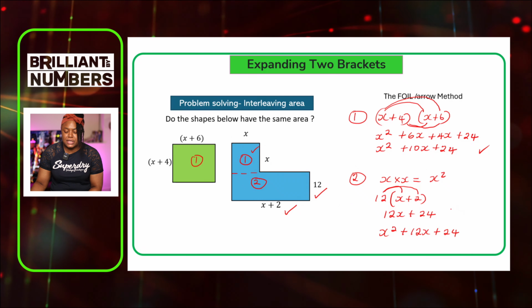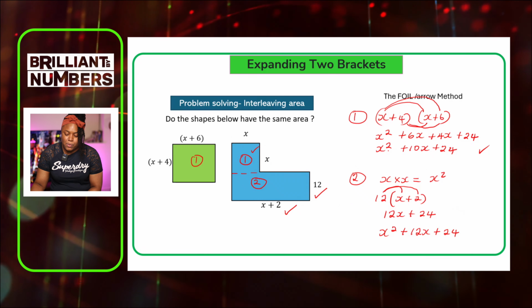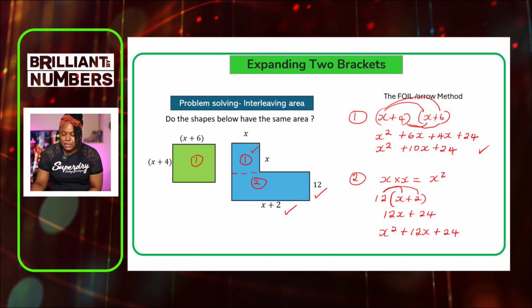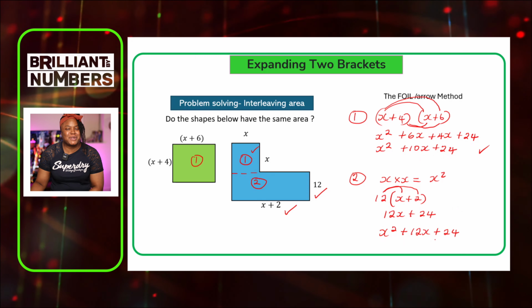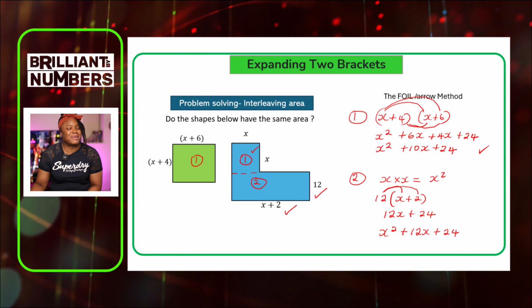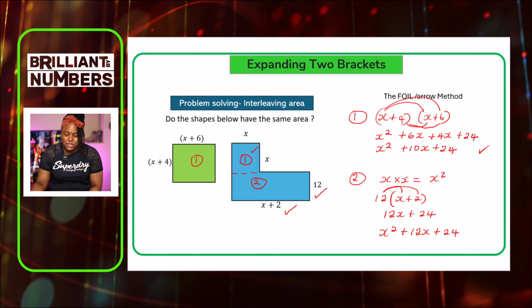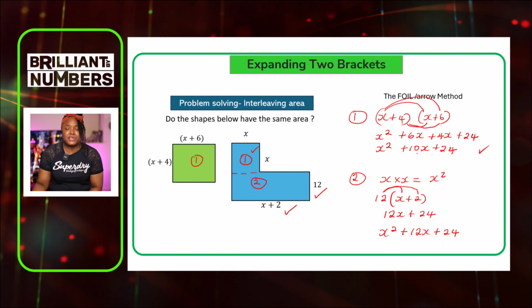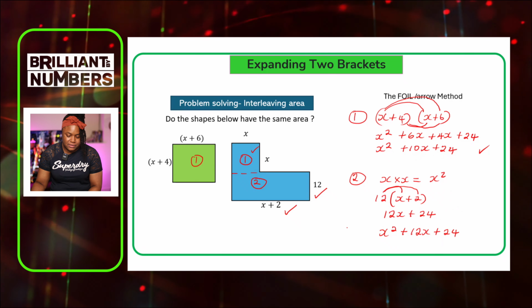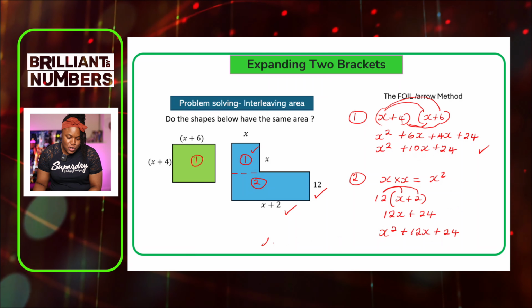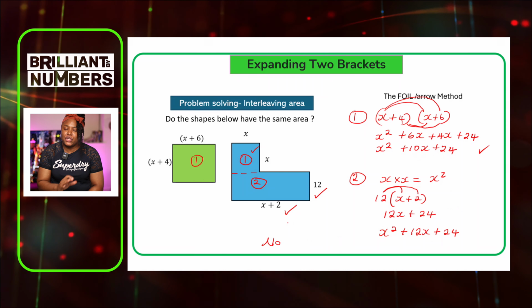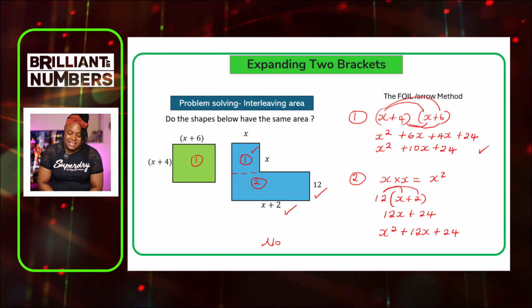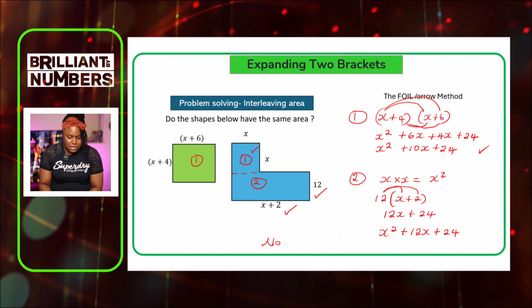All I need to do now is to compare them. So area 1 is x squared plus 10x plus 24. Area 2, x squared plus 12x plus 24. Very close, but they are not the same. One is 12 for the x term and the other is 10 for the coefficient. So our answer is no. You could write it out: no, they do not have the same area. So the answer is no.